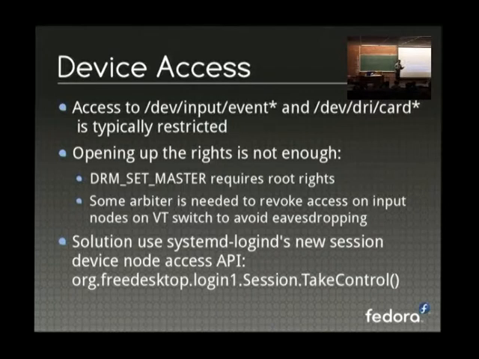And some sort of arbiter is necessary for input devices, because if you are doing fast user switching, so you're switching between users on one physical head, then you want to revoke input access to the Xserver which is running on behalf of the user who is stepping away from the machine, so that he won't be able to eavesdrop on what other people are typing. So these two reasons are why just using uaccess tricks is not enough.